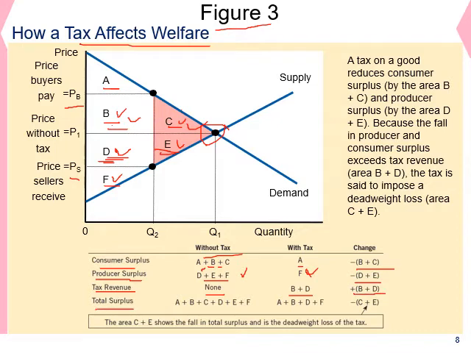The total surplus before the taxes is everything. You add up everything: A plus B plus C plus D plus E plus F. With taxes, the total surplus is only A plus B plus D plus F. The change here is C plus A, which is the deadweight loss. That's it. This portion is a loss to society. That's why we call it deadweight.